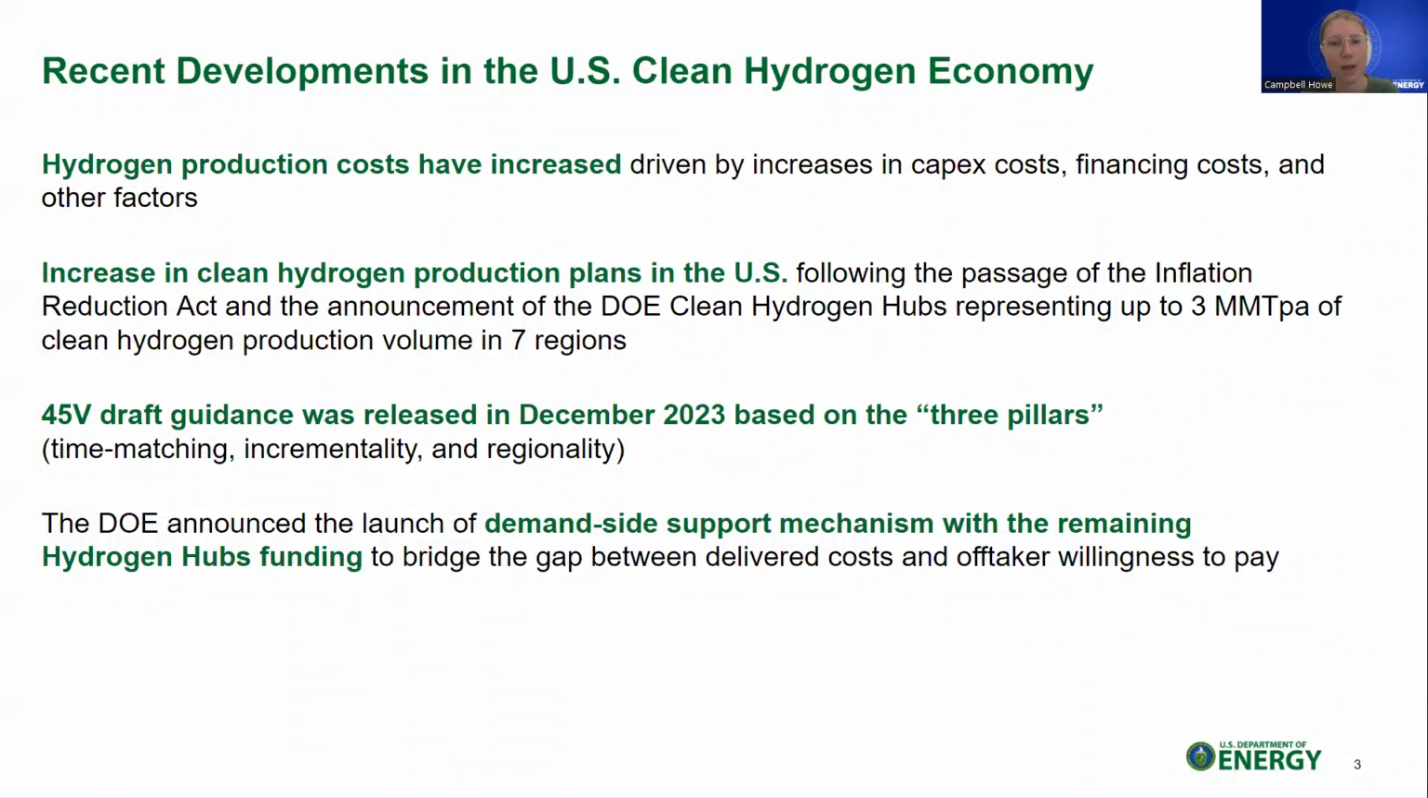A third update is that the draft guidance from the Treasury Department has been published on the clean hydrogen production tax credit. This was published in December of 2023. We won't go into detail about the tax credit here, given we're still in the public comment period and guidance has not been finalized, but it's important to call out. And then lastly, the DOE has also announced a launch of a demand side support mechanism with the remaining hubs money to help push forward domestic consumption of clean hydrogen.